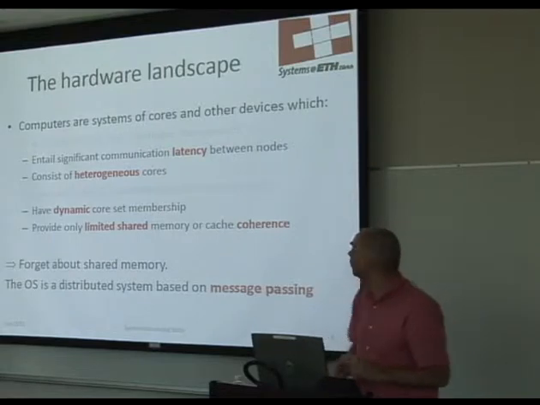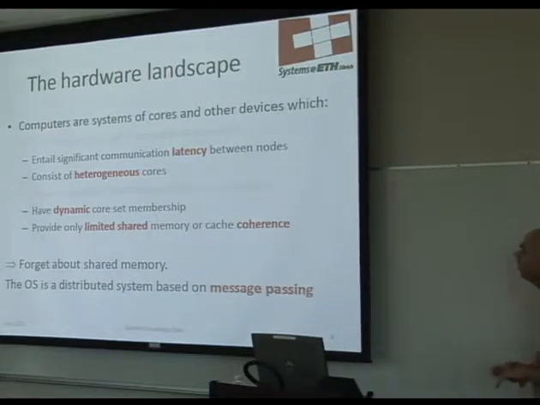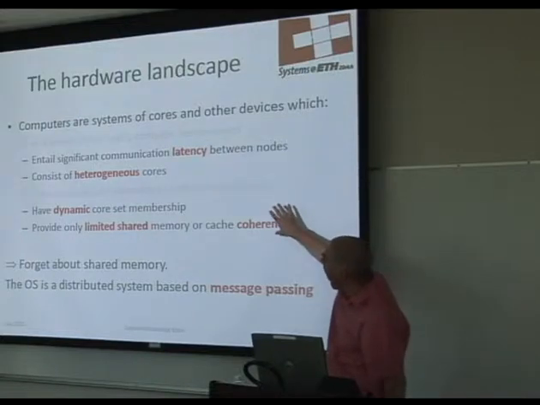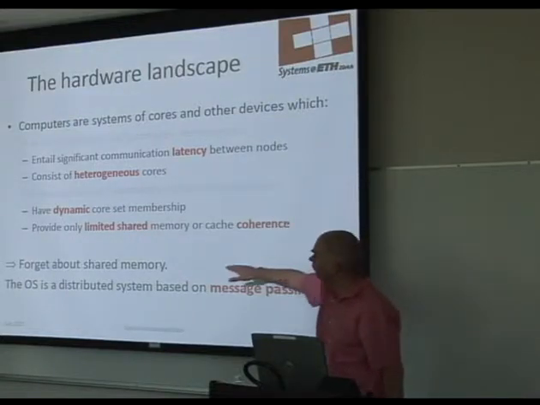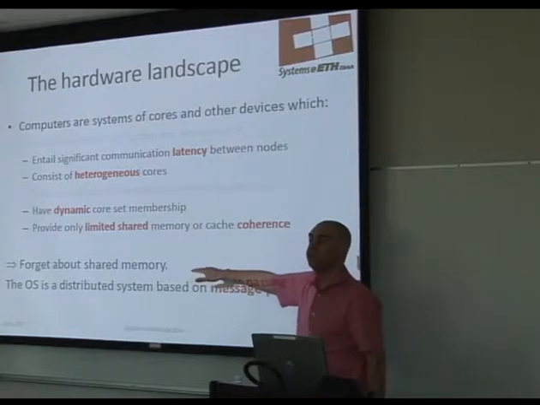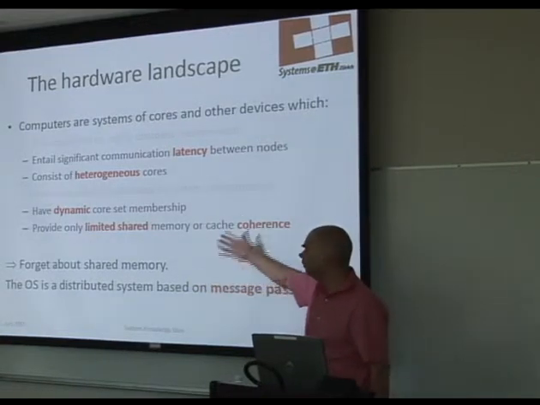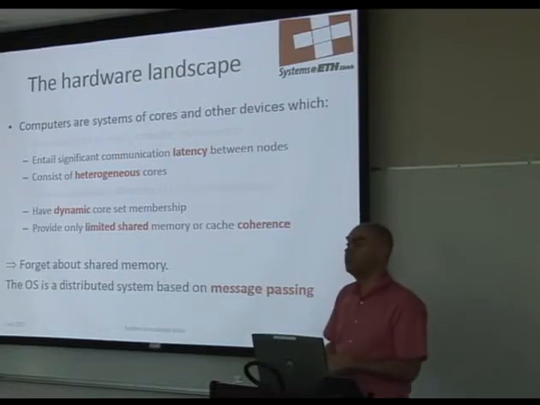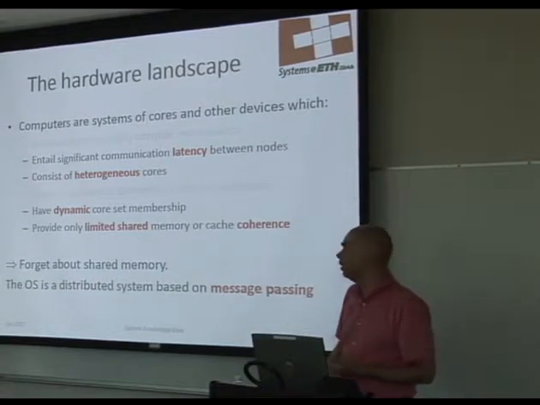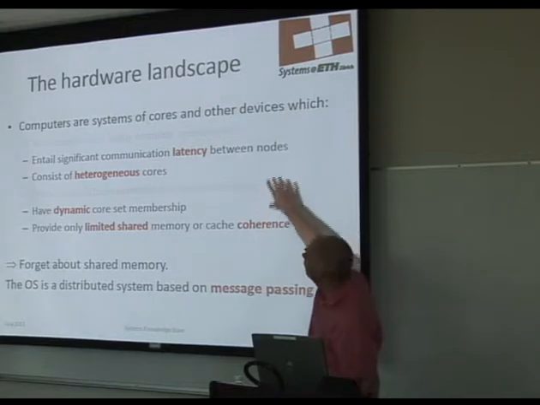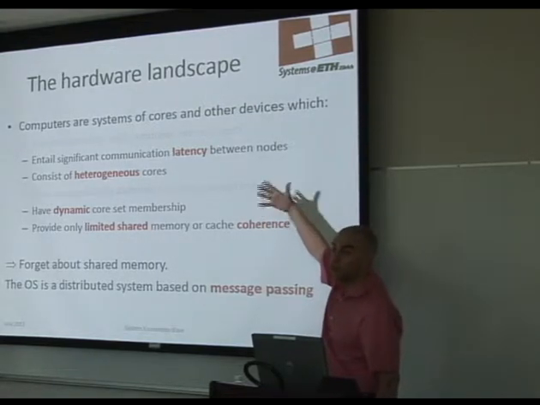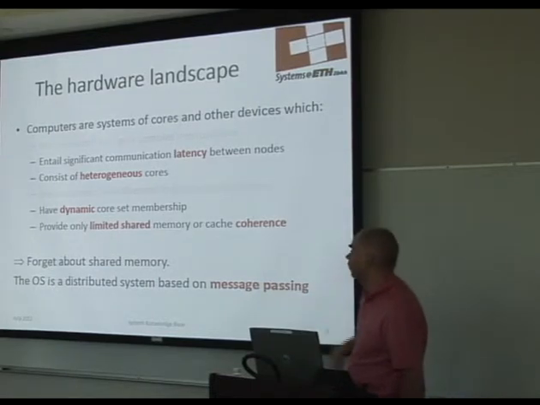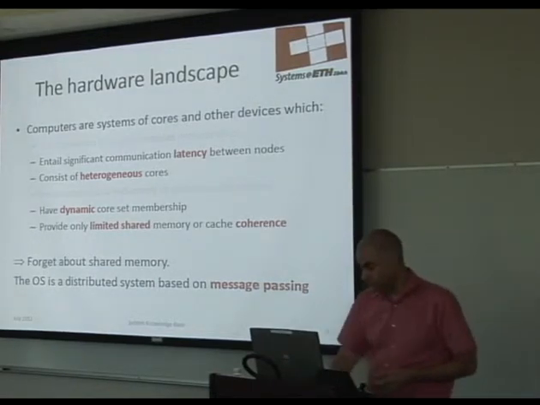Some of these problems implied that we didn't want an operating system based on shared memory. Things like Linux and Windows are based on a kernel that is essentially a big shared memory multi-threaded program, and we felt that this didn't work in this kind of world: heterogeneous cores, not necessarily shared memory. So we built the operating system as a distributed system based on message passing.